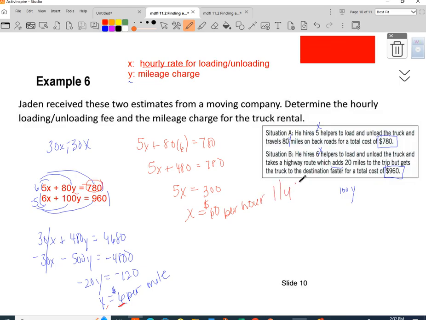In word problems you won't get the answer as an ordered pair. You label them according to what those variables represent.